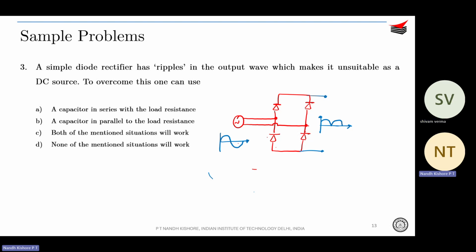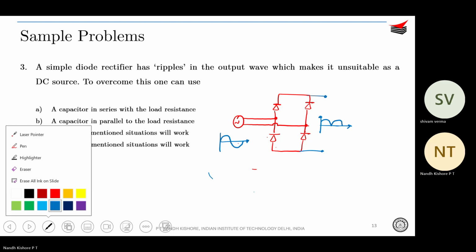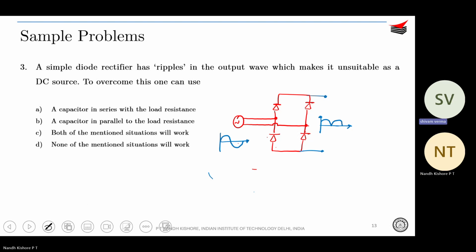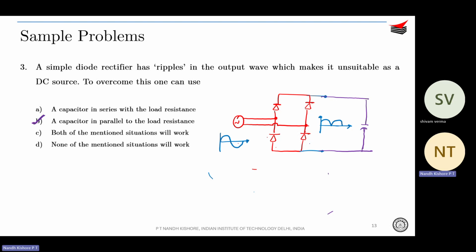Capacitor in parallel. Why? Because it smooths the waveform. Correct. So basically a capacitor opposes change in voltage. So if you design your capacitance properly and add a proper capacitor, what you would see is this.